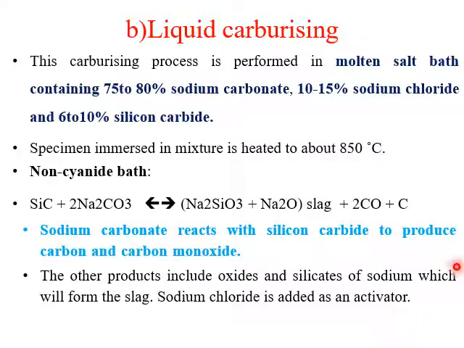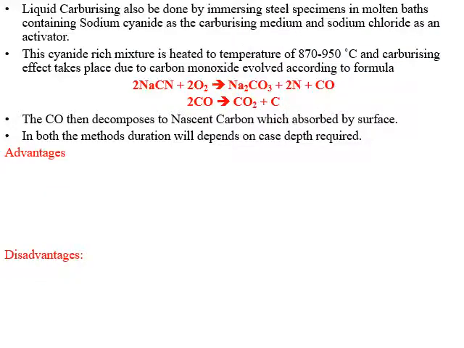Okay, so when we talk about the reactions, liquid carburizing is also done by immersing a steel specimen in a molten bath containing sodium cyanide as a carburizing agent, but this will be a little bit toxic in nature. So here again we are going to get CO2 plus C, the free carbon. The CO then decomposes to nascent carbon, which is absorbed by the surface.